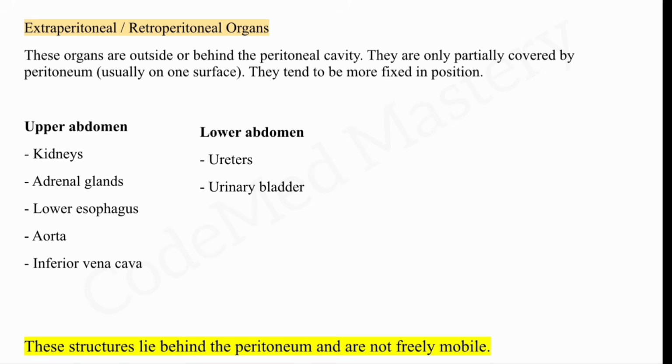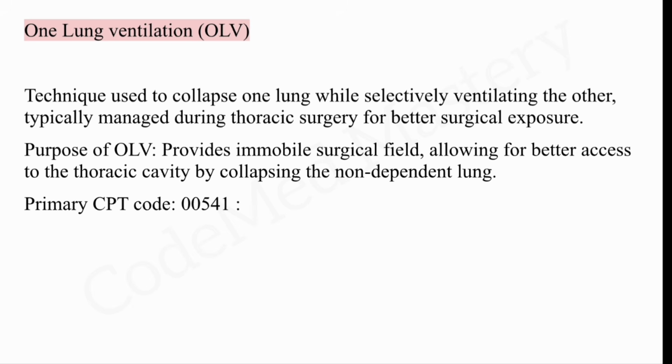Next, let us learn an important term in anesthesia coding, that is one lung ventilation. So, one lung ventilation is a technique which is used to collapse one lung while selectively ventilating the other. It is typically managed during thoracic surgery for better surgical exposure. So, why do they do this OLV?